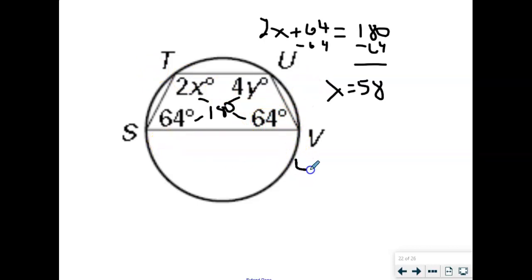Now you do the same thing with Y. So I have 4y plus 64 equals to 180. And when you solve for y, all of you should have got 29.